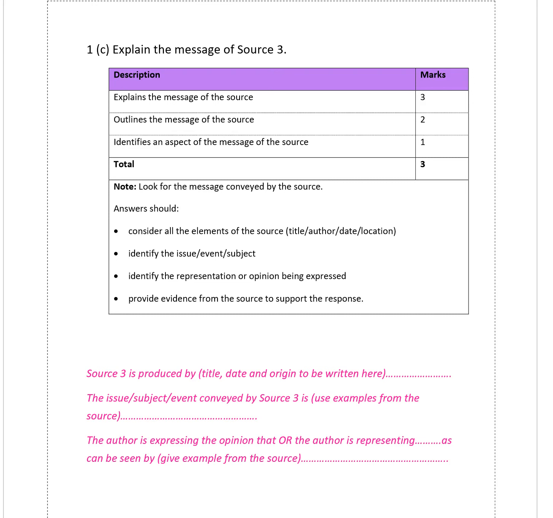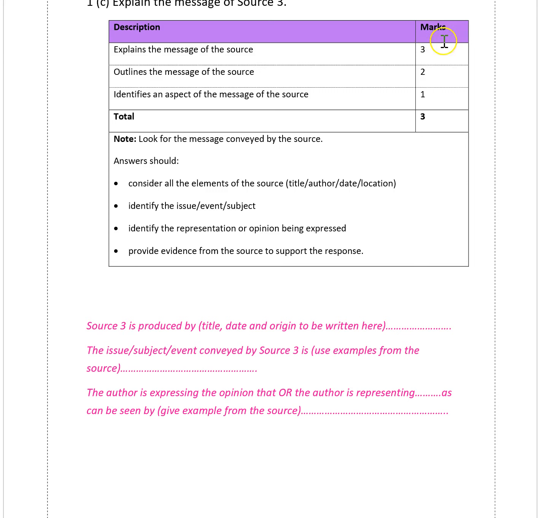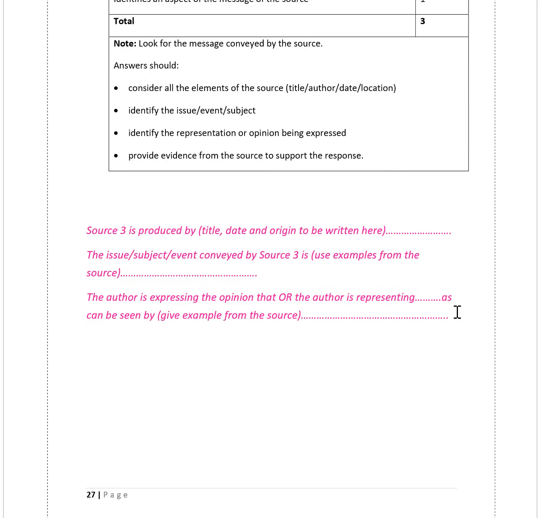So what you're going to notice on the marking key, and I'll just see my little cursor move around it, you've got 3 marks for explaining it, 2 for outlining it, and 1 just for identifying it. So a good answer should have all of these things. Coming down to the pink area, that's what you want to have a look at.